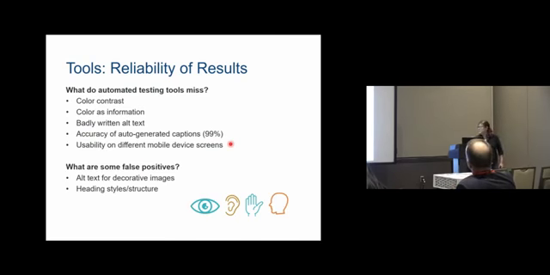So that's very helpful. False positives: alt text for decorative images. You just have to say, no, that's decorative, ignore it, but it'll always pick up if you don't have alt text, which is fine. Heading styles and structure: it might pick up on some things and you just have to say, I didn't mean that to be a heading, or that's not part of the outline.